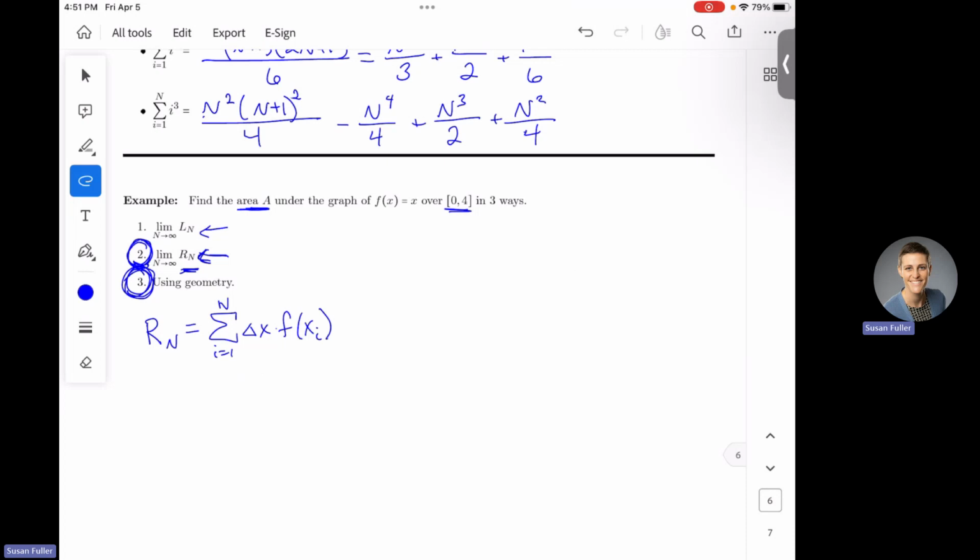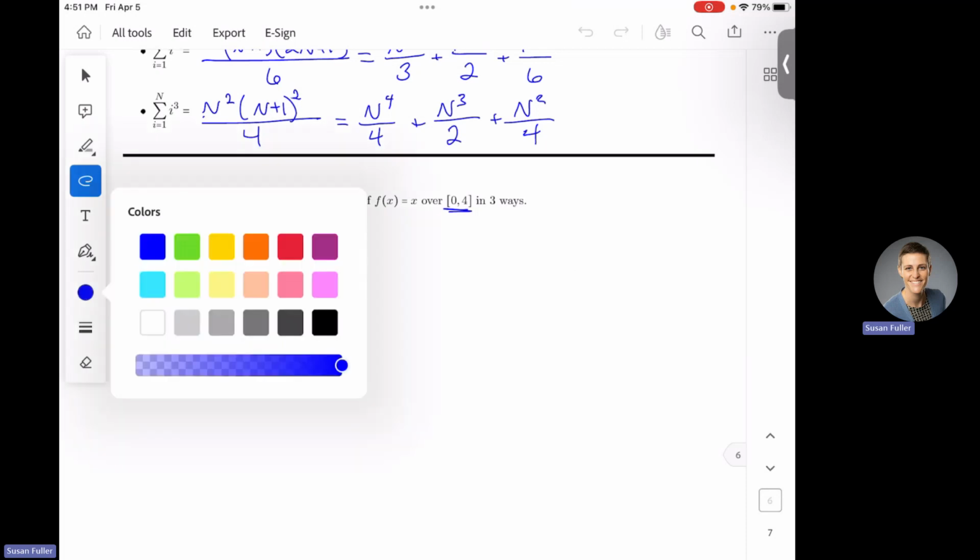And let's see, delta x. We know how to find that. And so I'm going to switch gears and we're going to do a little of the background work. Switch to this color.